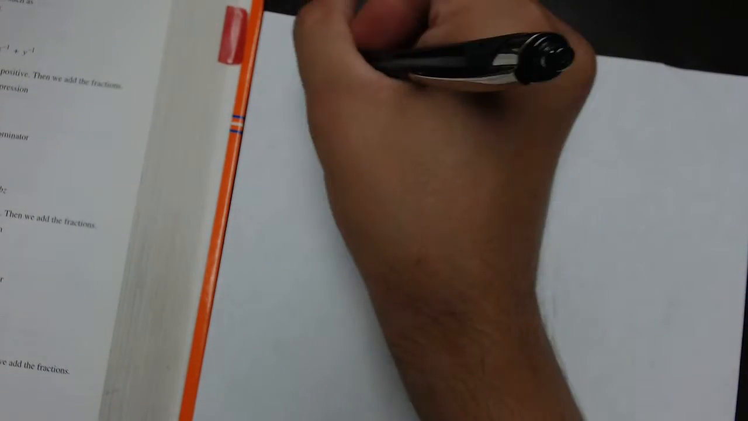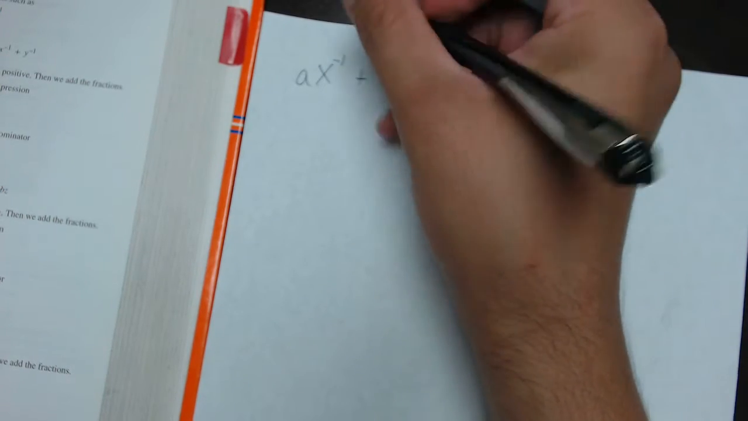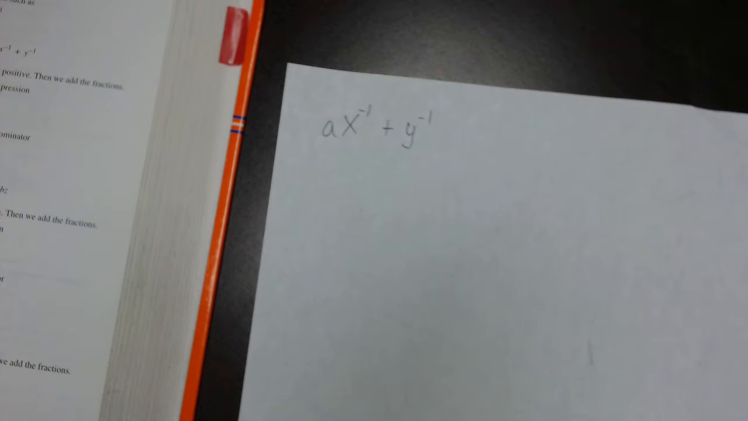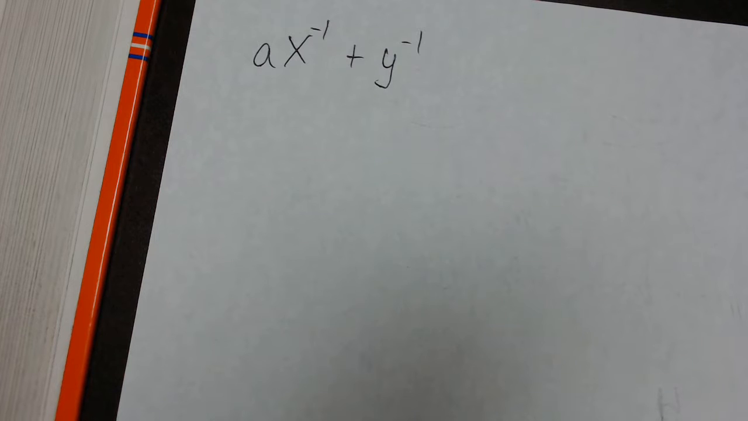So they're going to give you something that looks like this. They have a x to the power of negative 1 plus y to the power of negative 1. They want you to add these, and then they want you to write the answer with all exponents positive.